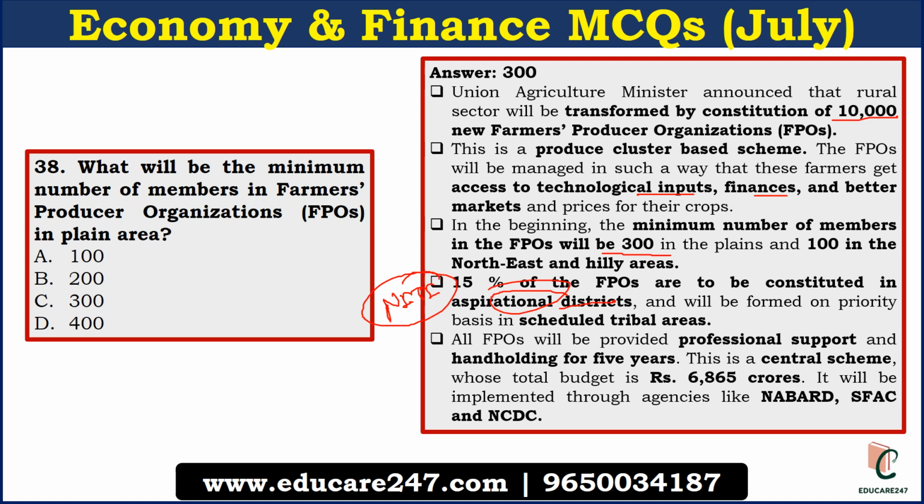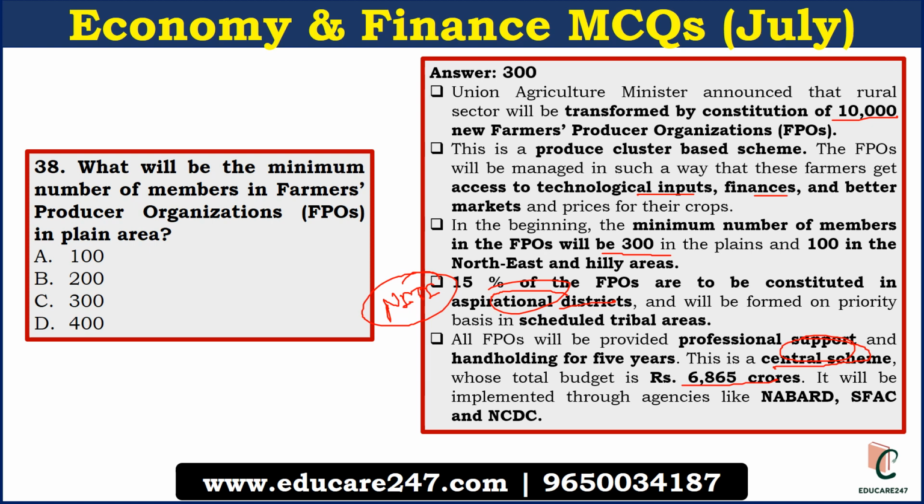All FPOs will be provided professional support and hand holding for 5 years. This is a central scheme. So remember this important point. The total budget for this scheme is approx 7,000 crore, and it will be implemented through agencies like NABARD, SFAC and NCDC.